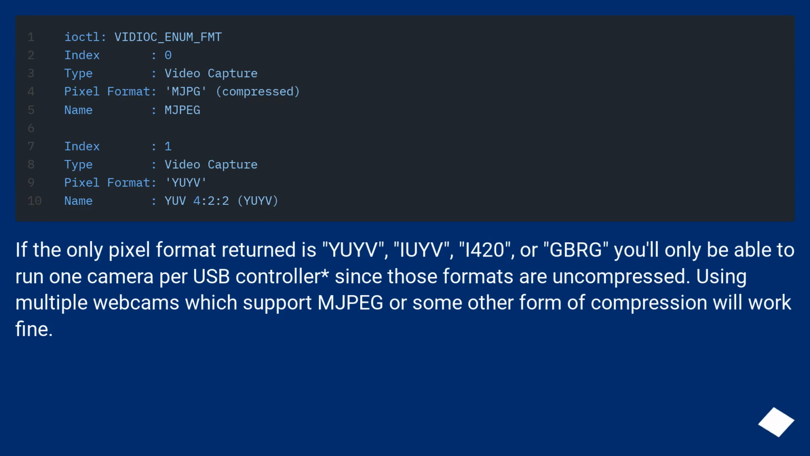If the only pixel format returned is YUYV, I420, or GBRG, you'll only be able to run one camera per USB controller since those formats are uncompressed. Using multiple webcams which support JPEG or some other form of compression will work fine.